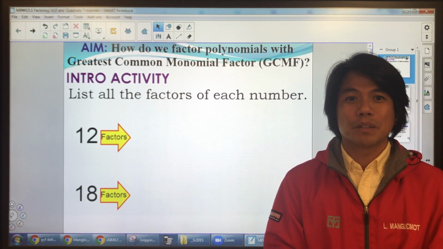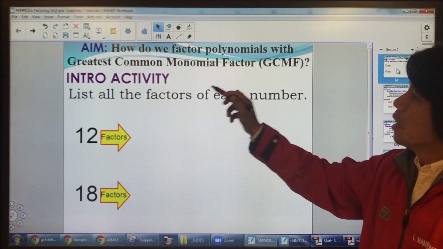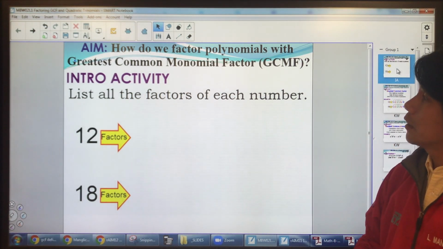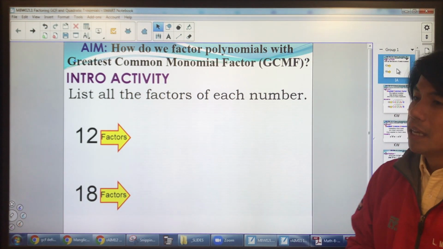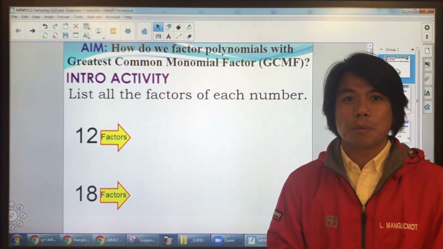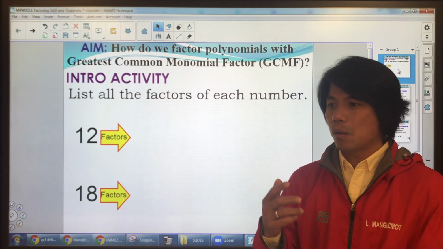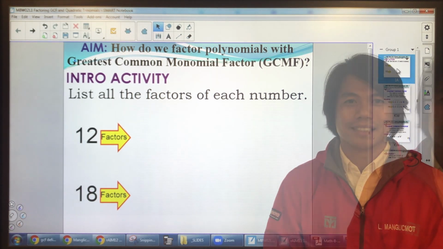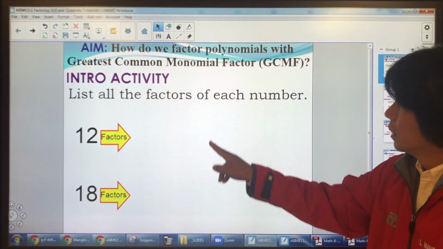Today we're going to learn how to factor polynomials with greatest common monomial factor or GCMF. So go ahead and finish the intro activity first. Be sure to pause your video while you're doing it. Come back once you're done so that you can check your answers. Now let's go over this.